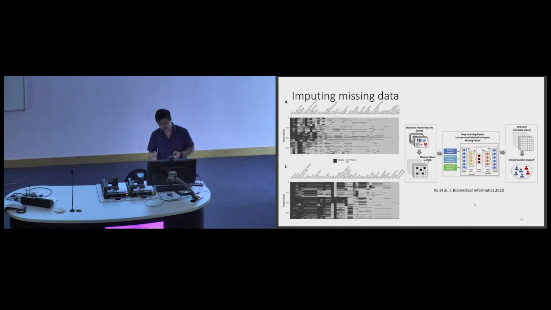This particular paper, this particular method used a deep autoencoder whereby you iteratively drop out input variables to train a model to predict missing values in the output layer.